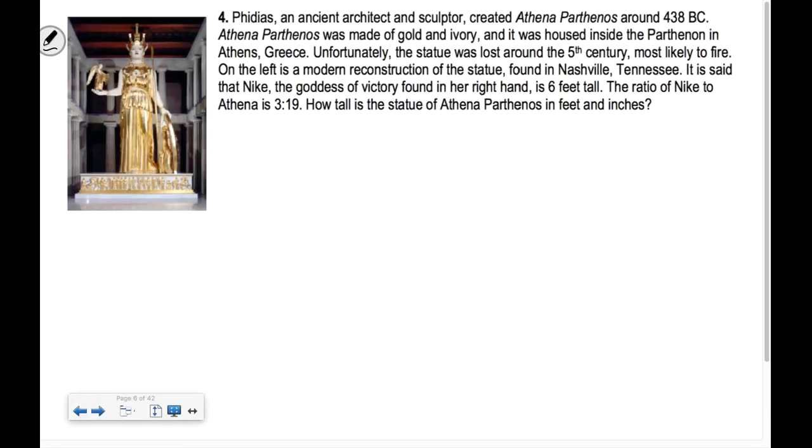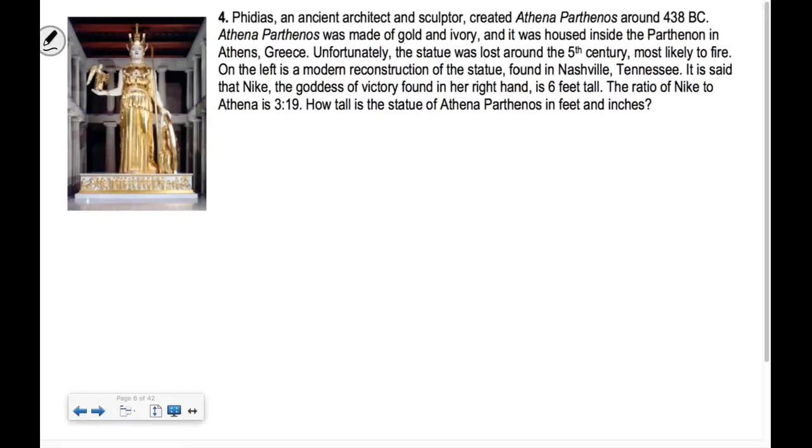Okay, so Phidias, an ancient architect and sculptor, created Athena Parthenos. Has anybody ever seen this? Well, you can't really see the original anymore. Has anybody seen this in Nashville? This is what this problem talks about. Has anybody gone down to Nashville, Tennessee and seen this? It's huge. Okay, so he created this around 438 BC.